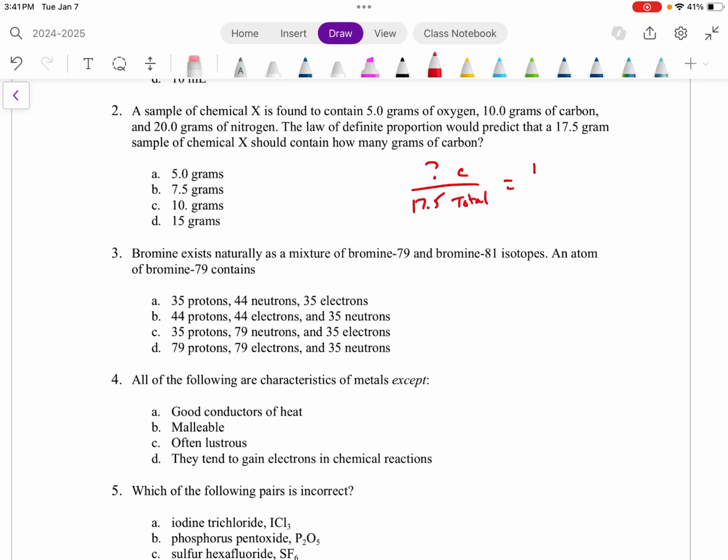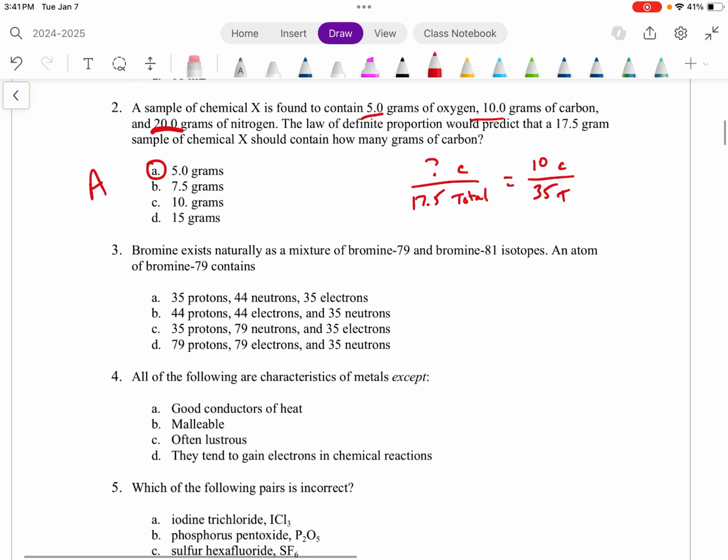Well, we know that we have 10 grams of carbon per, 20, 10, so 35 grams total. So you just set up a proportion, and if you do that, you should get just about 5 as your answer. That's the closest answer available.